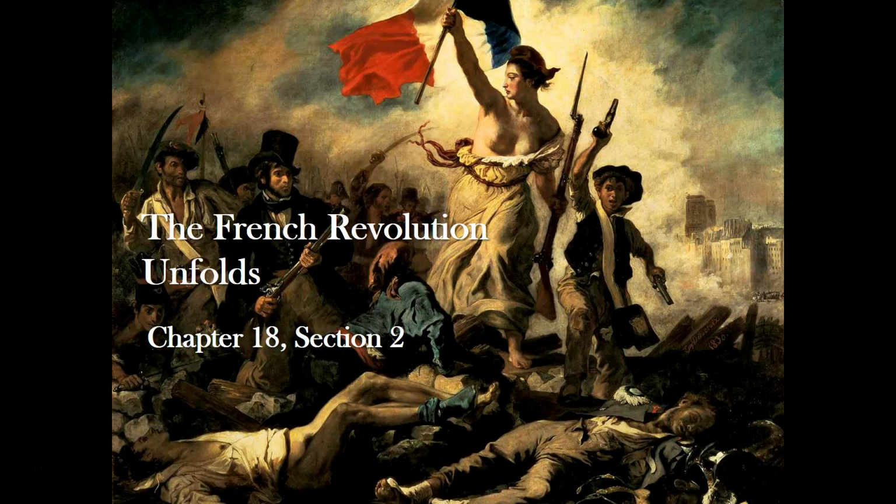All right, welcome back. Yesterday we talked about section one, which covered the events that led up to the French Revolution, up to the storming of the Bastille, July 14th, 1789. Today we're going to continue down that path and see what happens with the National Assembly as the French Revolution unfolds.